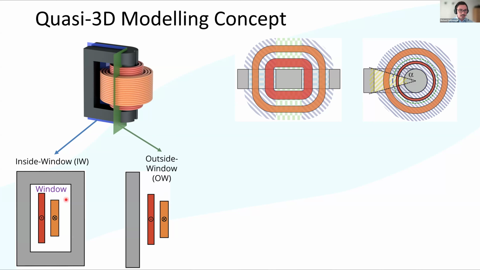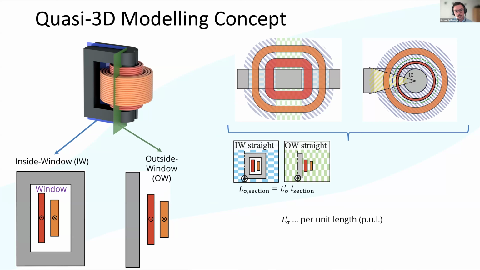The name obviously comes from the transformer core window. And in the end, we calculate leakage inductance contributions of all winding sections and sum them up. For straight winding sections, the game is fairly simple. We simply calculate the leakage inductance per unit length and multiply it with the section length.